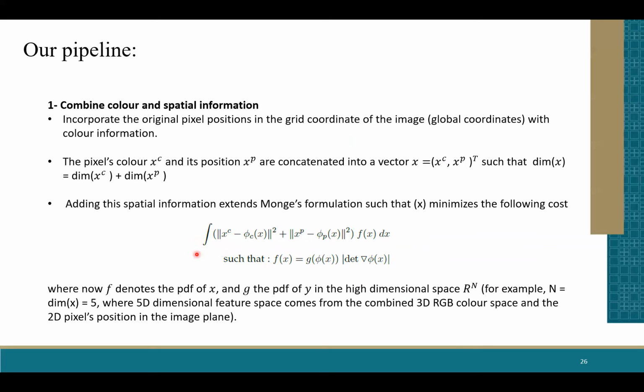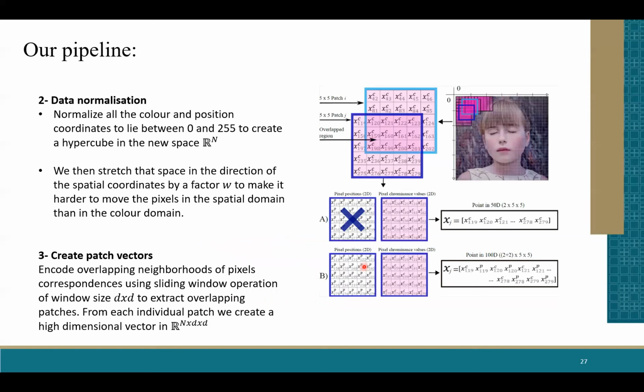Adding this spatial information, the Monge formulation now minimizes the following cost. There is a part concerning the color, and a part concerning the spatial. So the Monge formulation, on the combined color and spatial information, minimizes the distance in the color space and in the spatial space. And F and G are now the high dimensional distributions in Rn, R5 for example.